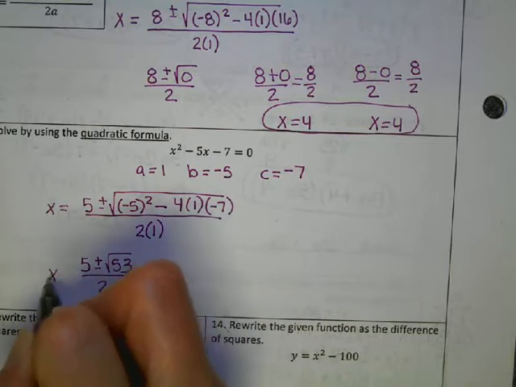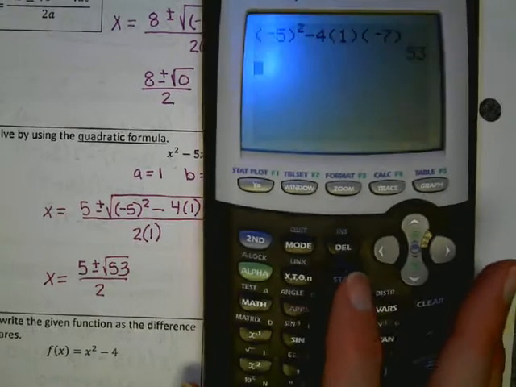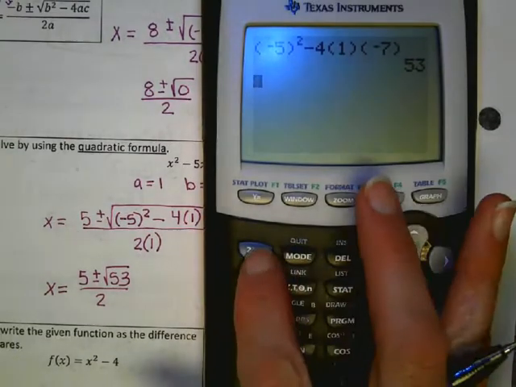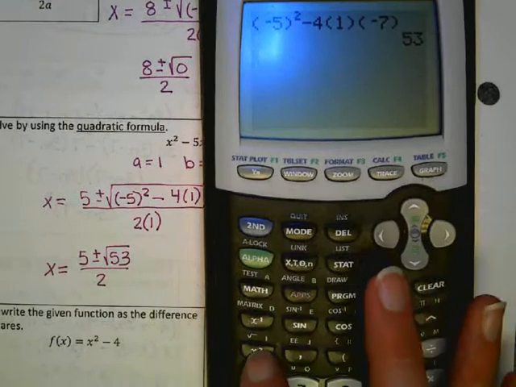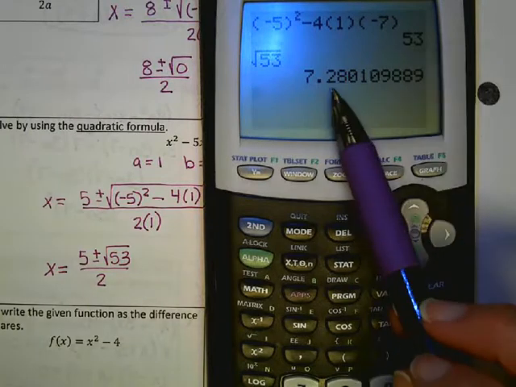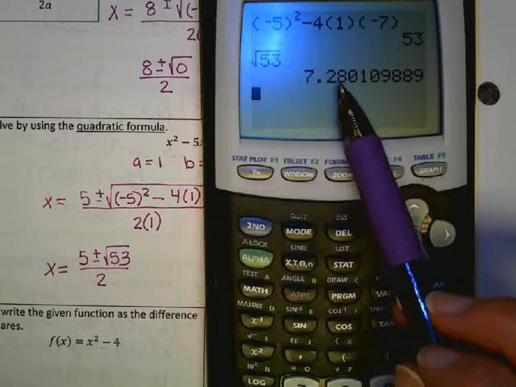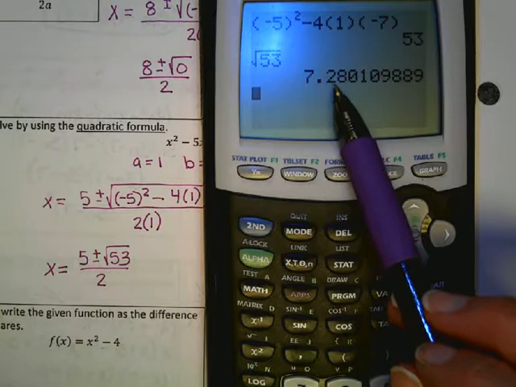Well, we have to use our calculator to figure out what is the square root of 53. So you hit your second button, and then down here where the square root is, that's your square root button. So the square root of 53 is about 7.28. Anytime the number behind this is 5 or higher, we're going to round this number up. So we're going to round this to 7.3 because that's above a 5. So it rounds that up to 7.3.